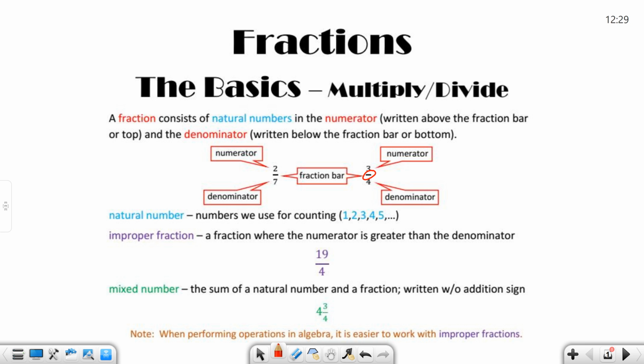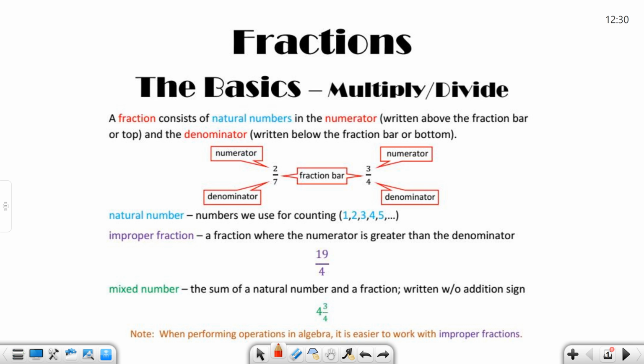So the fraction bar, right, these things here, numerators are the 2 and the 3 in the top, right, above the fraction bar, and then the denominators are 7 and 4 below the fraction bar. A natural number, we use those for counting, 1, 2, 3, 4, 5. If you include 0, that means it's a whole number. That's a different set of numbers.